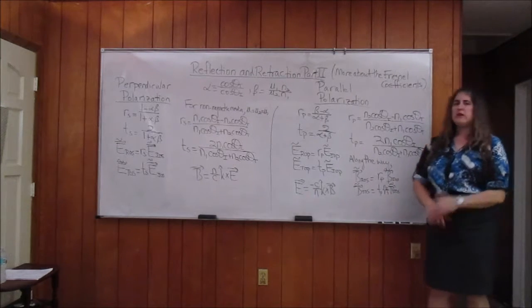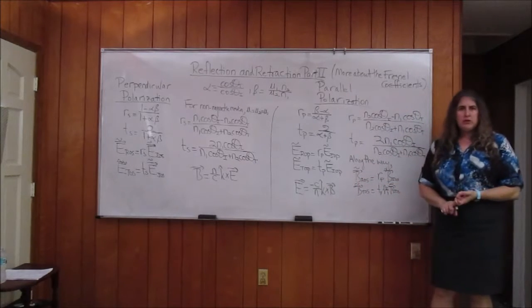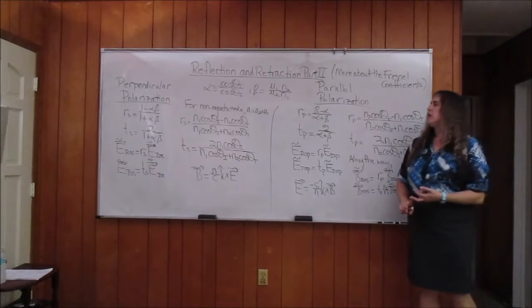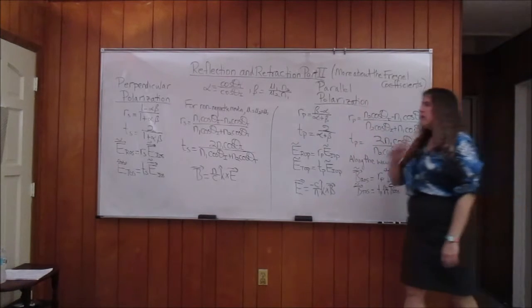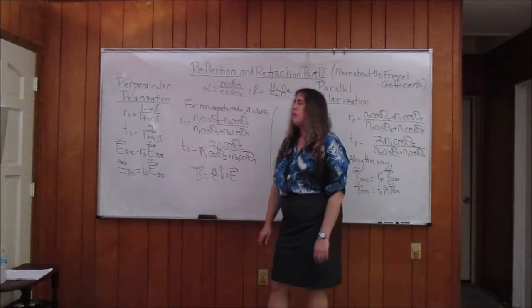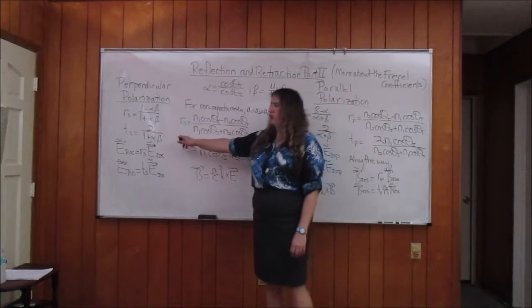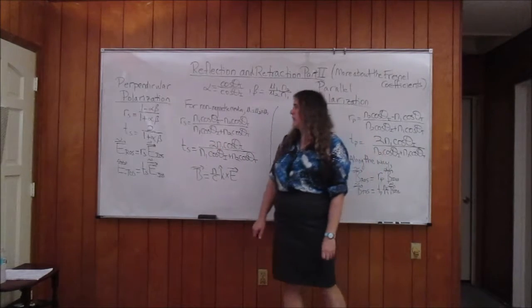Basically, any kind of general wave can be broken down into two parts: perpendicular polarized waves and parallel polarized waves. So that's why we broke down our discussion into these two parts. We have the coefficient of reflection is equal to 1 minus alpha beta over 1 plus alpha beta, and the coefficient of transmission for perpendicular polarization is equal to 2 over 1 plus alpha beta.